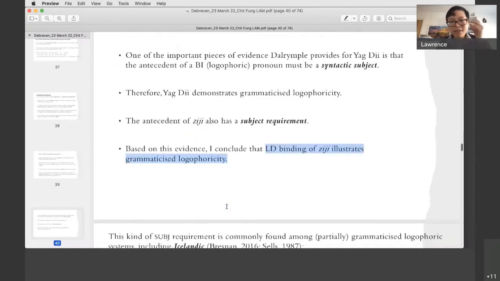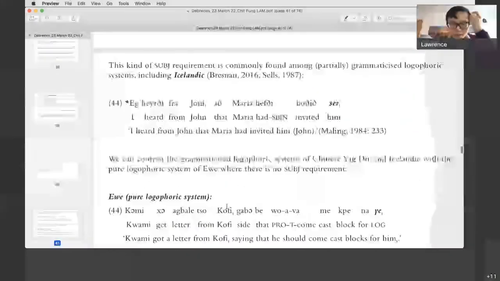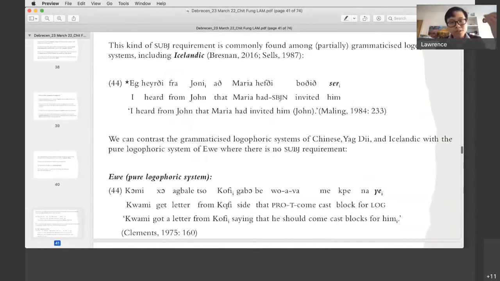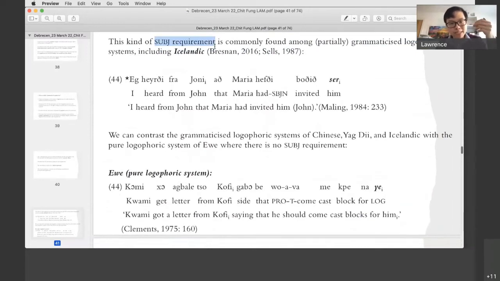So there's some cross-linguistic data from Icelandic, which has also been argued by Mary Dalrymple to be a type of grammaticized logophoric system. And we see that language also has a subject requirement when it comes to binding, in comparison to Yoruba, where it is a pure logophoric system and there's no subject requirement.